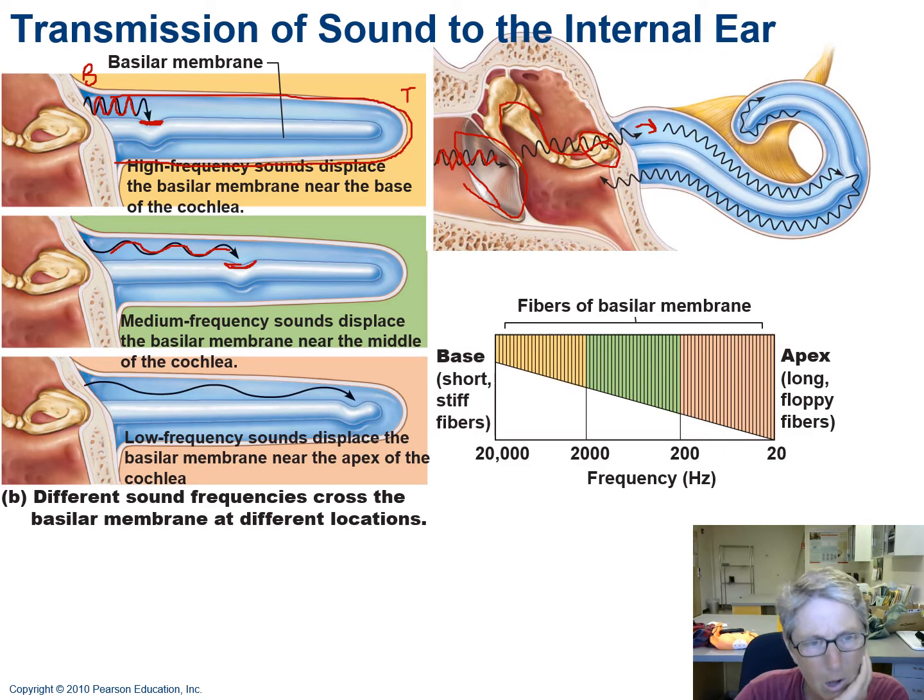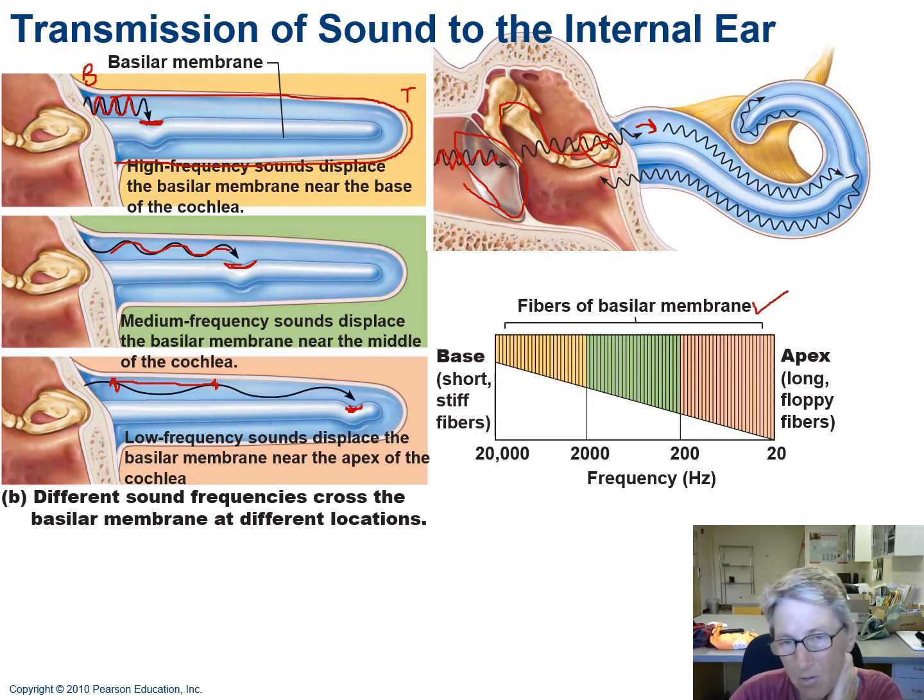If you are a really low frequency sound, so look at the distance from wave crest to wave crest, this is a real low frequency sound. You're going to displace the basilar membrane near the apex of the cochlea. So different sound frequencies cross the basilar membrane at different locations. And then let's look at this cartoon. It says fibers of the basilar membrane.